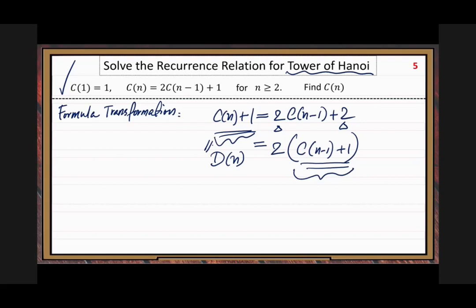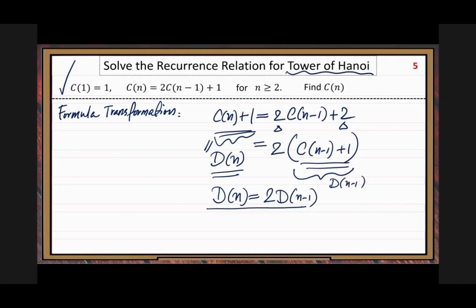D of n equals C of n plus 1, because after we introduce this D function, the constant term is gone. The original recurrence relation becomes D of n equals 2 times D of n minus 1. That's the new form, and the constant term is gone. Think about how good that is.